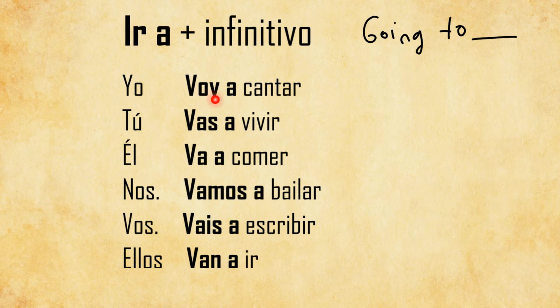So, voy, vas, va, vamos, vais, van. You can see that the form changes with every person. That is why you don't have to say yo voy, but if you say voy, everyone knows that you're talking in the first person. So again, you can say these, you don't have to. I'll be saying them just for the purpose of the video. So, yo voy a cantar, I am going to sing.